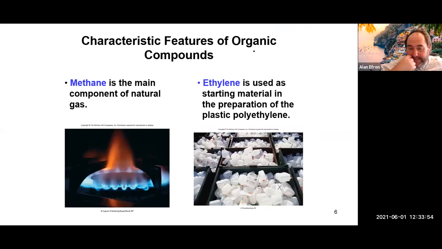Now, methane is a main component, obviously, of natural gas. It's basically what burns when we light our Bunsen burners or our stove. Ethene is the starting material in plastics.